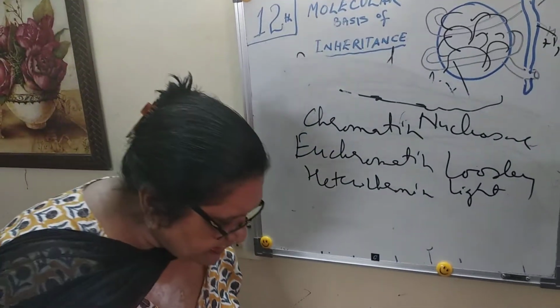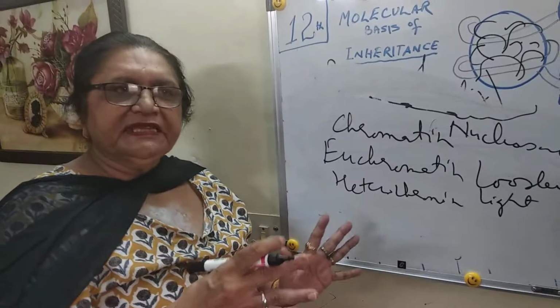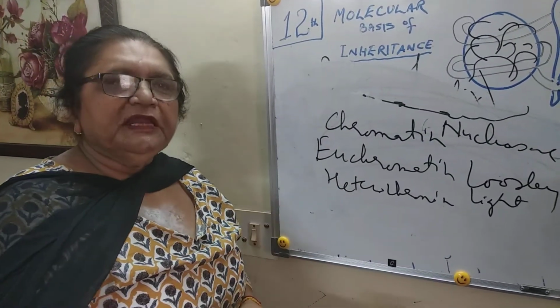In the next video, we will discuss that DNA is the main genetic material, not RNA, as explained by the various experiments.